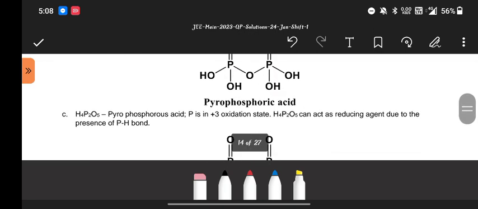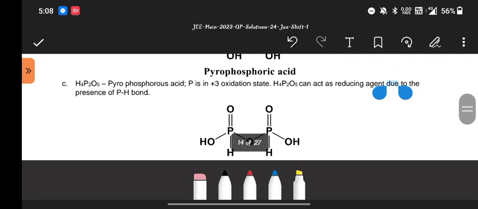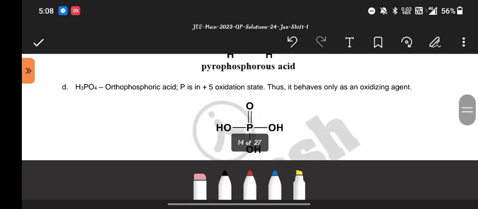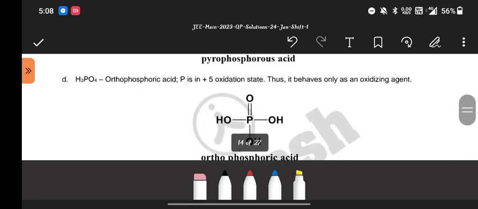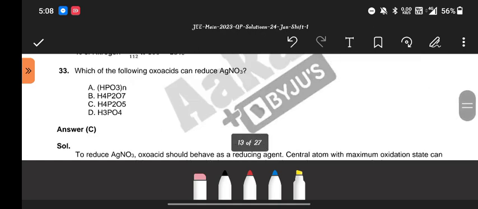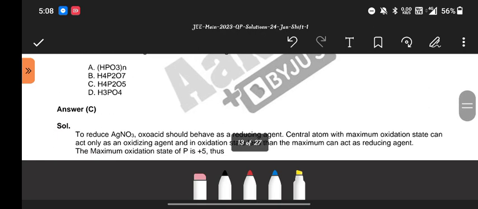Next is H4P2O5, it is pyrophosphorus acid. P is in +3 oxidation state, so therefore H4P2O5 can act as a reducing agent due to the presence of a P-H bond. And H3PO4 is orthophosphoric acid. P is in +5 oxidation state, so it behaves only as an oxidizing agent. So therefore your correct answer is option C, that is H4P2O5 is the answer.